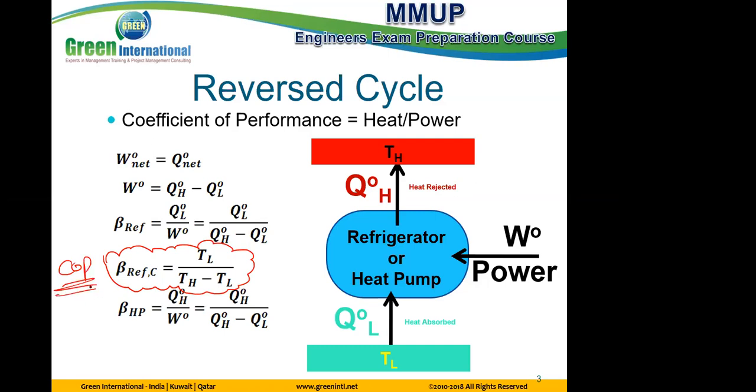This is a famous one. COP for refrigerant, COP of refrigerant, C means Carnot. It means refrigerant cycle. But what I need here is the reversed Carnot cycle. It means the ideal one, the maximum you can obtain.